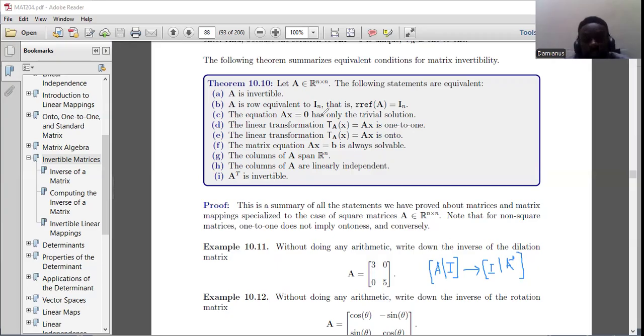So A invertible means A is row equivalent to I_n. Row equivalent is basically saying that the reduced row echelon form of A is I_n. So this part is the original matrix, but reduced or transformed, okay? And then if you apply this to a system of linear equations, Ax = 0, this will only have one solution, which is that the variables are 0.